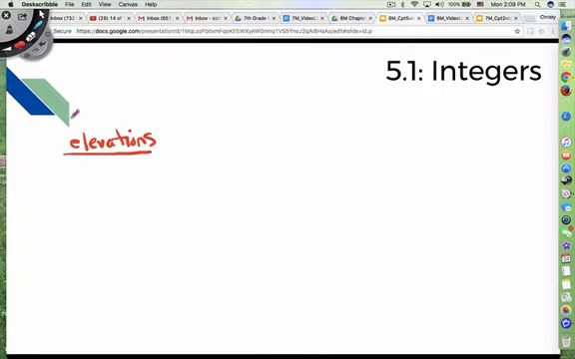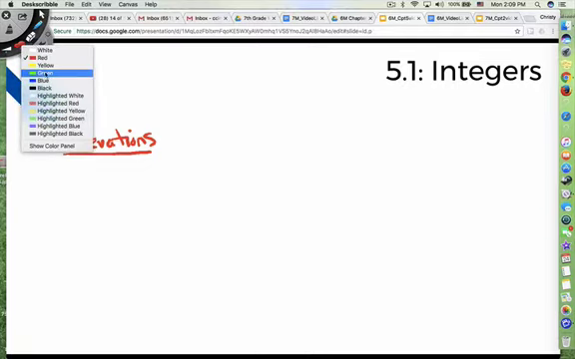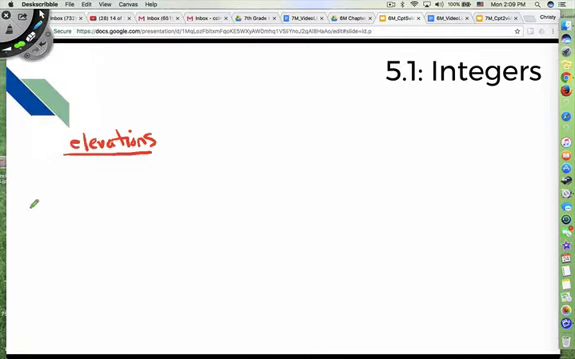Okay, so in elevations. So let's say that there is a mountain, and this mountain would be labeled as 100 feet above sea level. So that would be known as positive 100 feet, or just 100, the positive is implied.